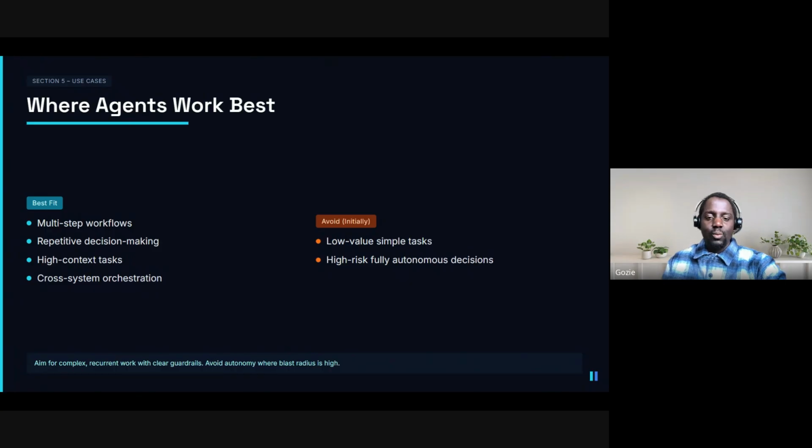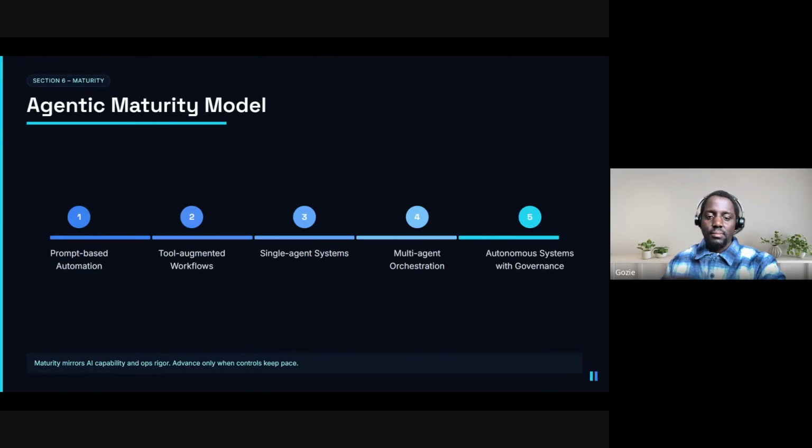And most times, agents work best when the tasks are multi-step, when decisions are repeatable, when context is rich, and when there's cross-system orchestration. So for agents, just avoid simple tasks and avoid high-risk decisions without control. We cannot entrust high-risk decisions without control to agents. We the humans need to be the ones involved in that.